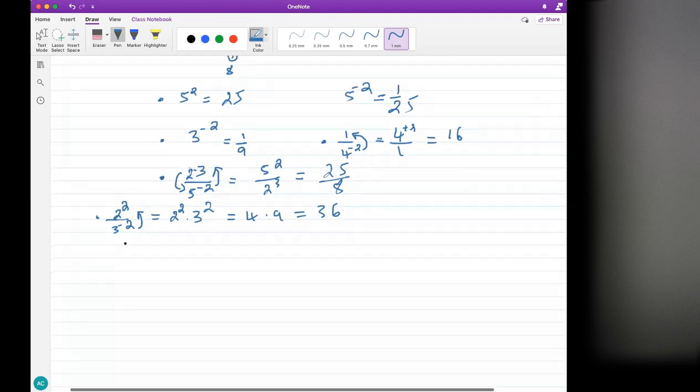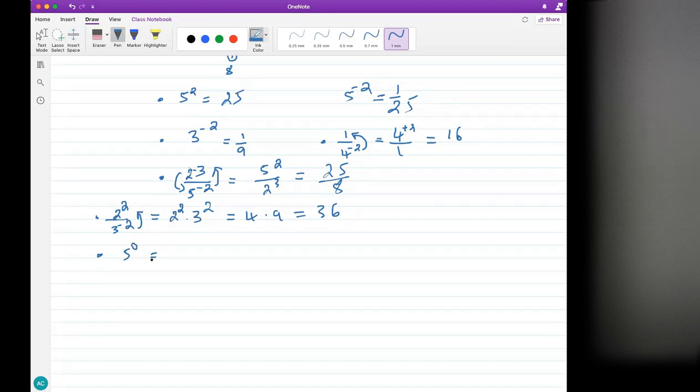Now let's see, the power can be 0 sometimes. For example, 5 to the power 0. What do you think that's equal to? It's not 0, before you say it. What is 5 to the power 0? Or any real number to the power 0 for that matter?